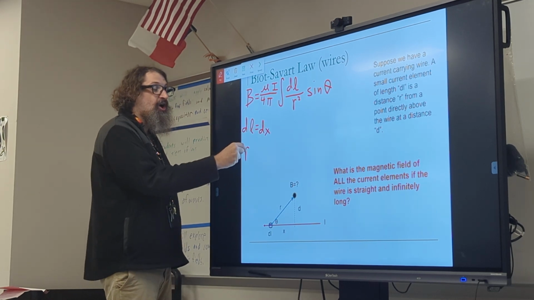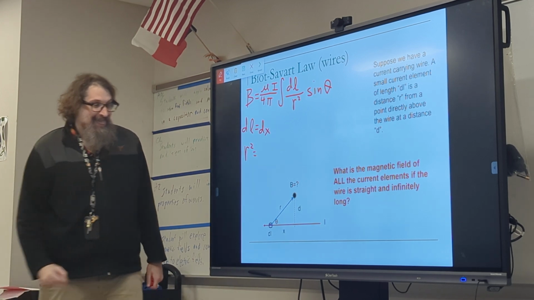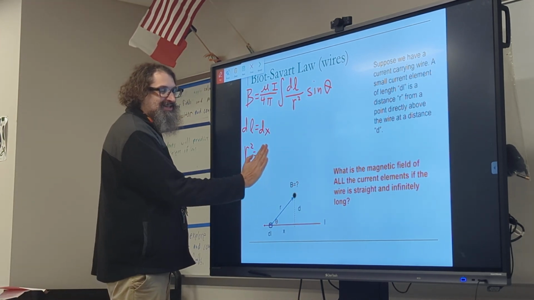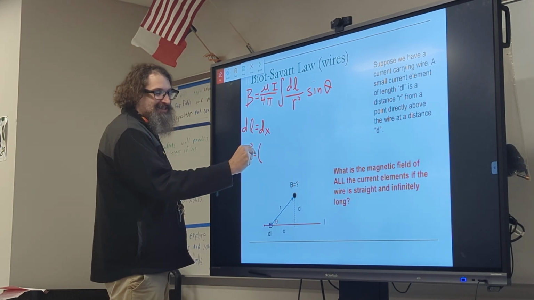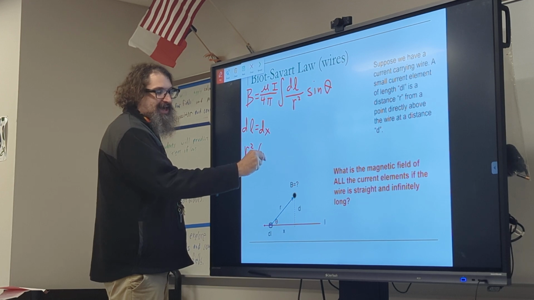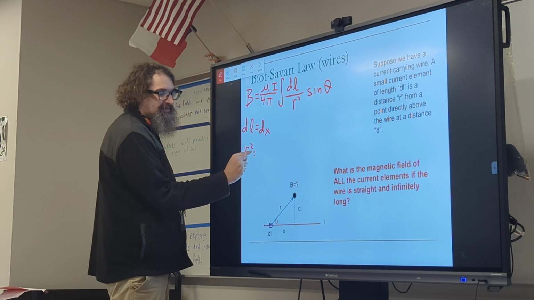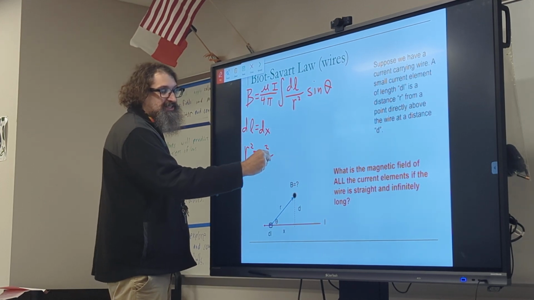Okay, what's r squared going to equal? D squared plus x squared. So, x squared plus d squared, right? I'm going to rewrite it a different way if that's okay. Actually, I'll leave it like that.